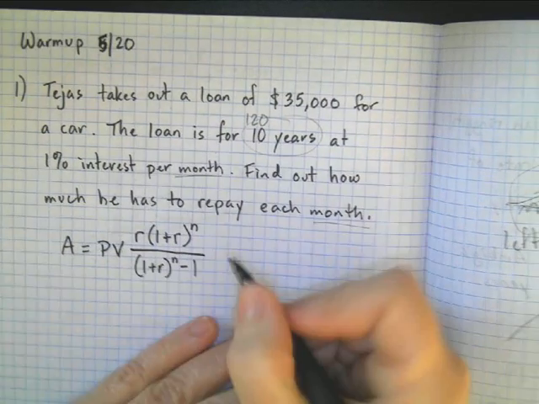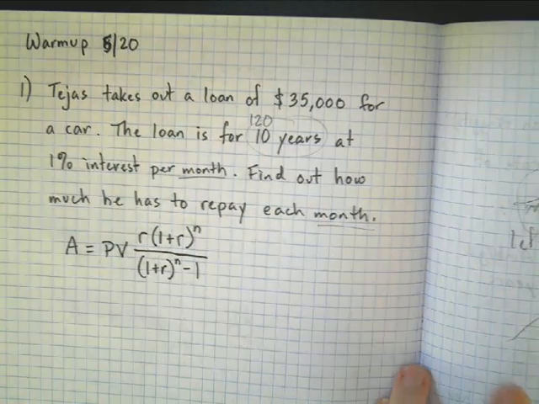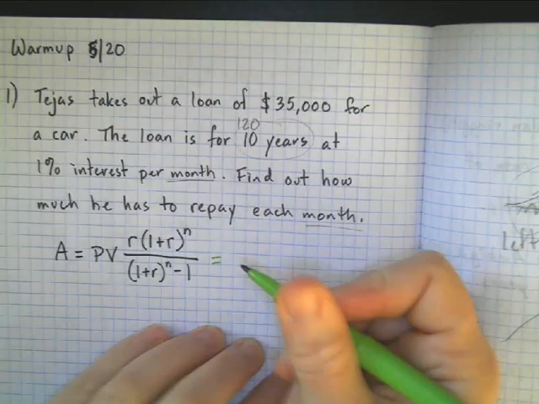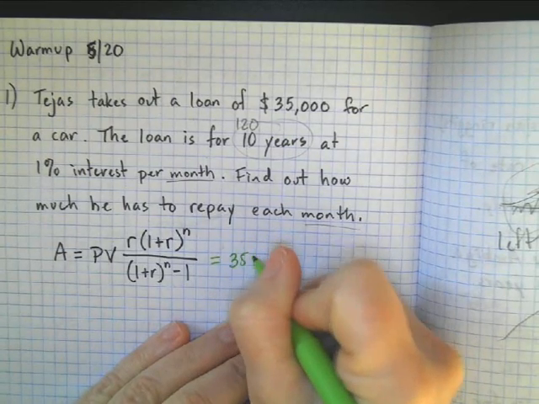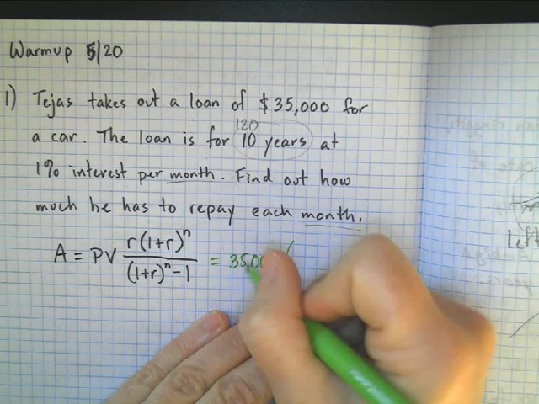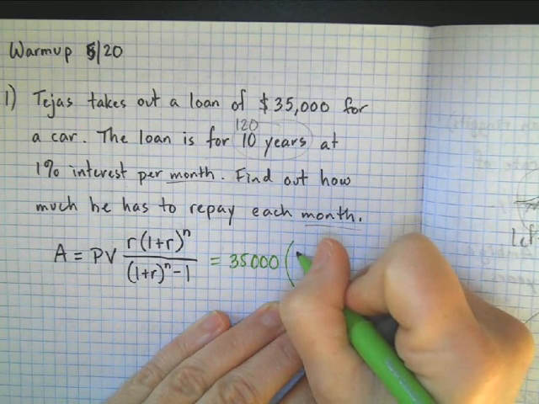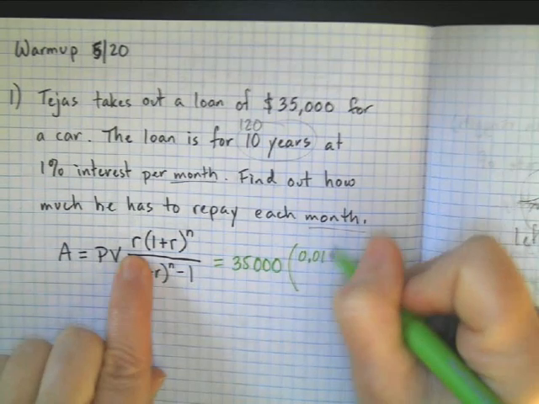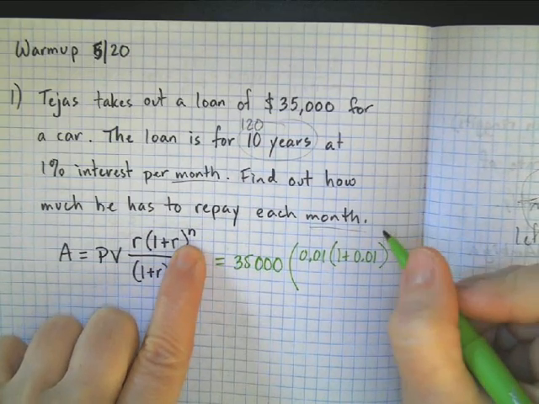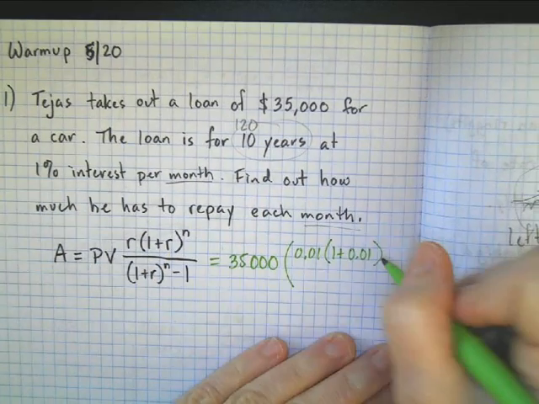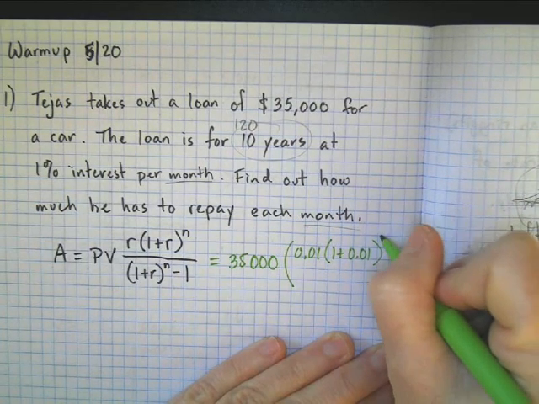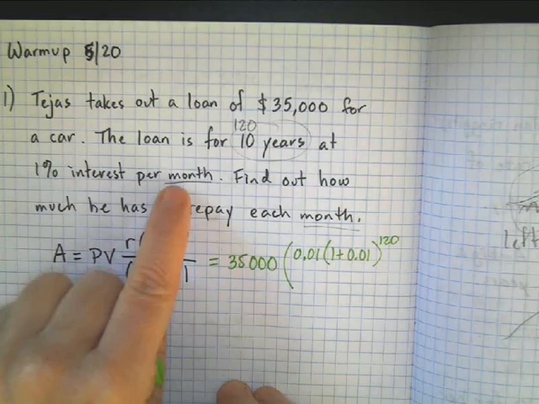So if you were to actually do this problem, and I don't know why I'm using black, I use black because I don't know where my pencil is, frankly. Okay, so present value would be $35,000, and that would be the interest rate. Oops, sorry, I put an extra set of parentheses. The interest rate would be 0.01, that's my first R, times 1 plus 0.01, and then the N would be 120, because that's how many compounding periods there are, one every month, for 10 years. Notice the interest rate was given to you in months.